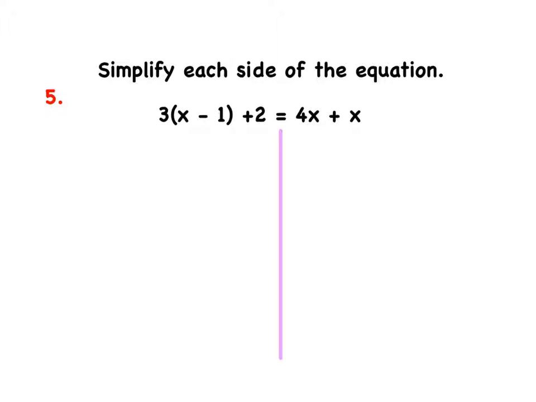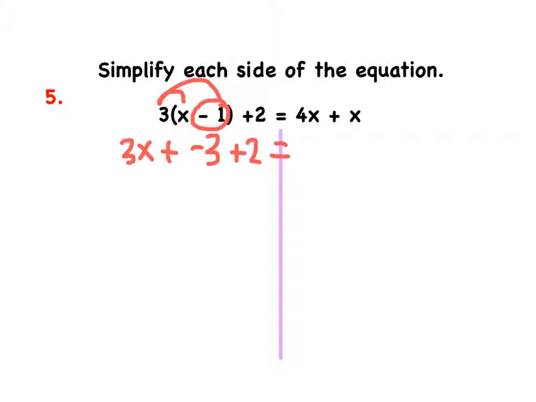Now, this one is going to require us to use the distributive property, so that's going to be my first step, and then I'll combine like terms on both sides. So I'm going to do 3 times x. They're both positive, so I'm going to end up with a positive 3x. Then I'm going to do 3 times negative 1, which is going to give me negative 3. And then I have plus 2.